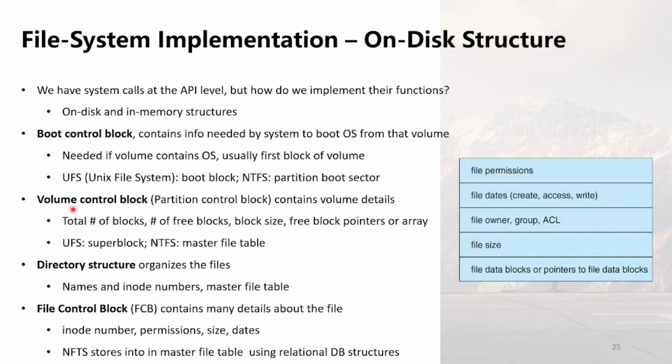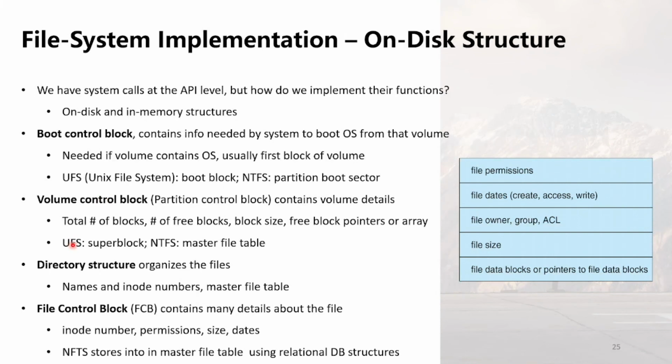The second type is called the partition control block, or volume control block. We know that a disk can be divided into several partitions. A partition control block is needed to record which blocks belong to this partition, information about these blocks, and to track which blocks are free. This design allows the OS to know how to access this partition and these blocks.